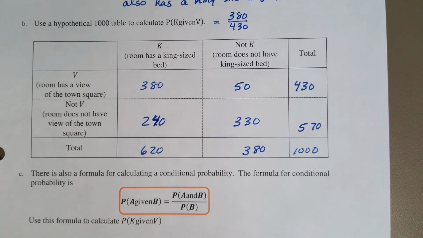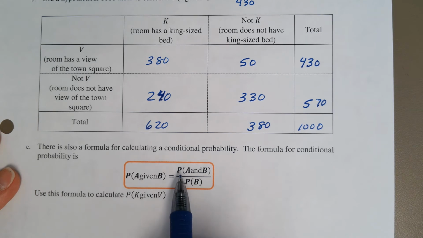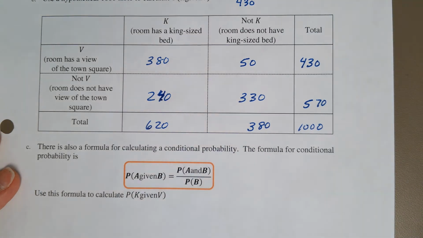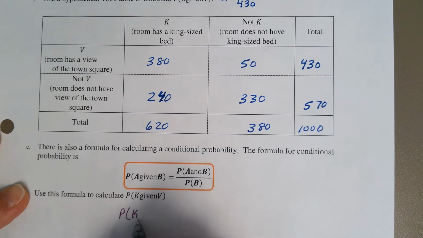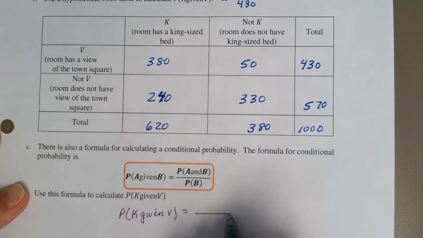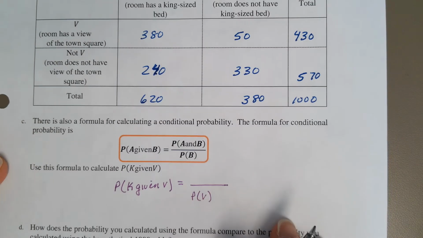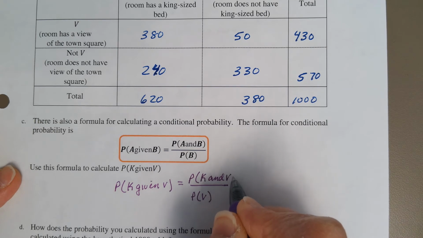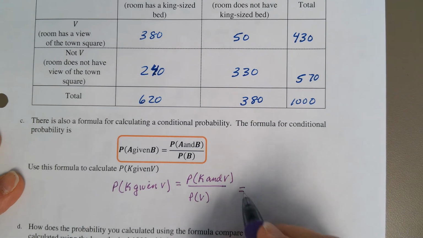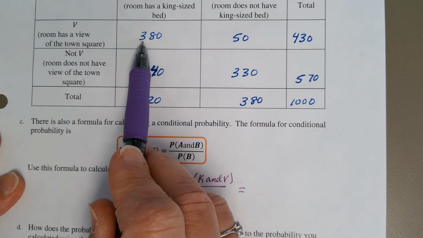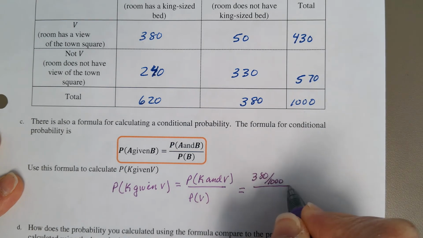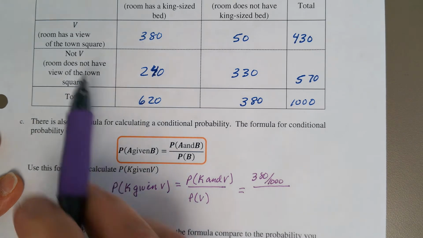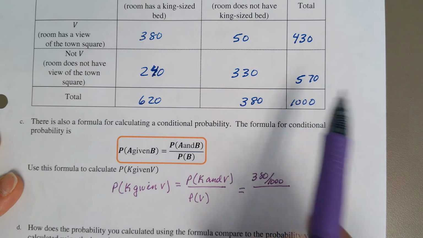Now, there is a formula for calculating a conditional probability. The formula is the probability of A given B is equal to the probability of A and B divided by the probability of B. So using this formula, the probability of K given B would equal the probability of V is the denominator, the probability of K and V is the numerator. So this would equal probability of K and V, that's 380 over the total 1,000, divided by the probability of B, is 430 over the total 1,000.